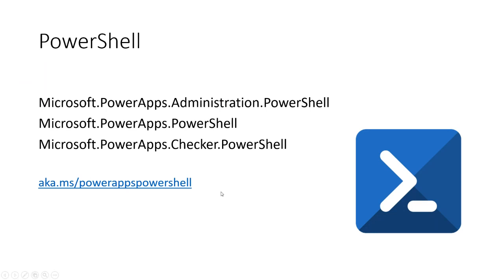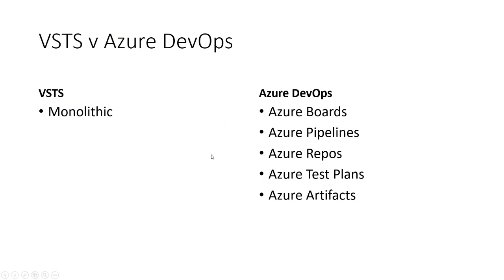Cool. So this is the PowerShell capabilities that I talked about, specific to PowerApps, and part of the administration or the checker is we can go and check what's happening in that space. Right, Azure DevOps. So what's the difference between VSTS and Azure DevOps?